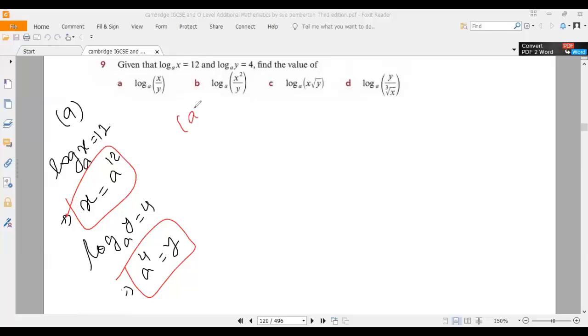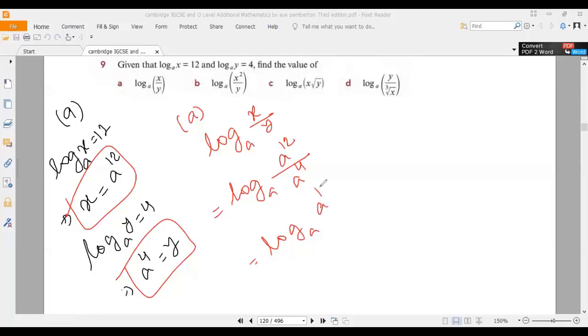So number A. Number A says log base a of x by y. So log base a of, what is the value of x? That is a to the power 12. What is the value of y? That is a to the power 4. Now log base a of a to the power 12 minus 4. What is 12 minus 4? That is 8. So 8 should be at first. 8 multiplied by log base a of a. So 8 into 1 will be 8. That is the answer of number A.